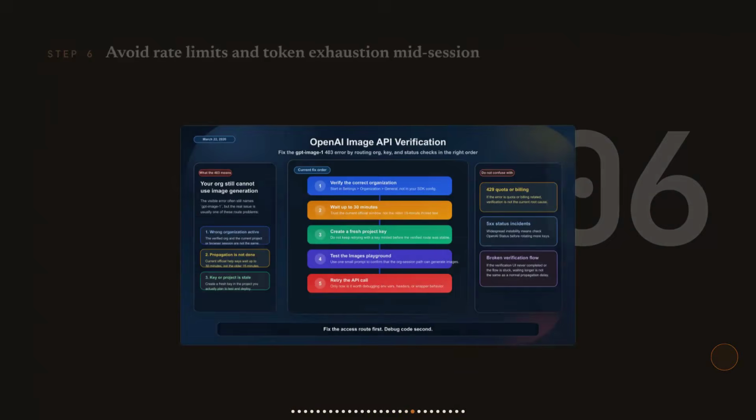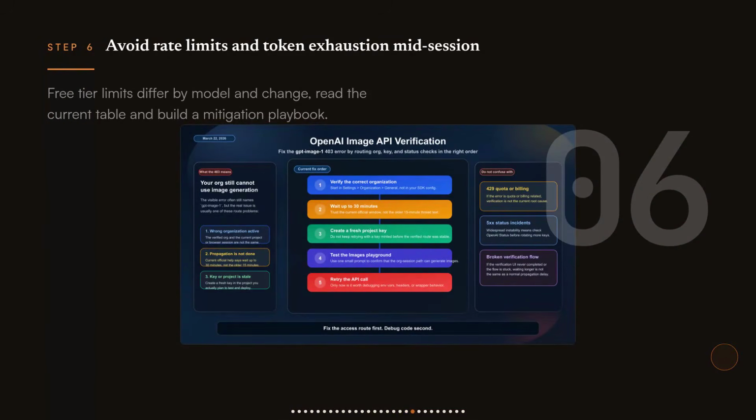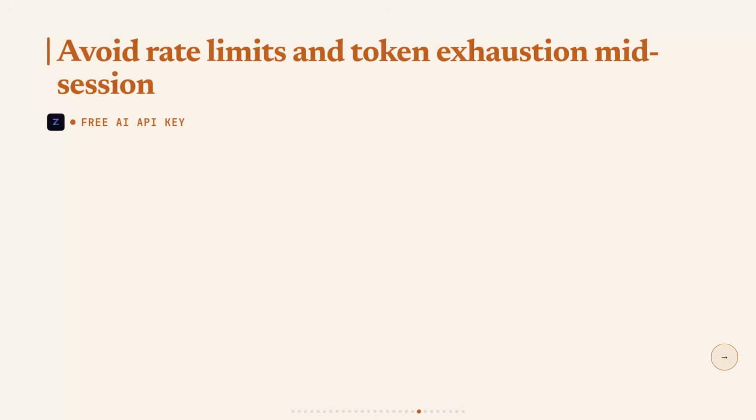Step 6, avoid rate limits and token exhaustion mid-session. The day your app hits 1,500 requests by noon and starts throwing 429 errors at every user is a rough day, and free tiers cap by the day, by the minute, and sometimes by the model, with those numbers changing without much warning. I checked the current rate limit tables, and the numbers differ a lot.